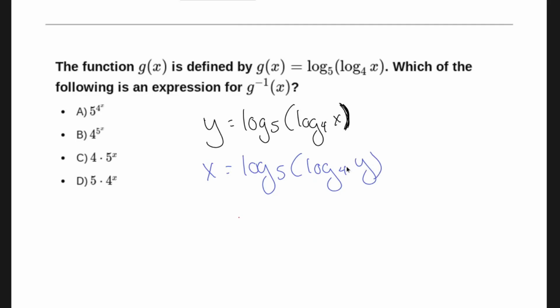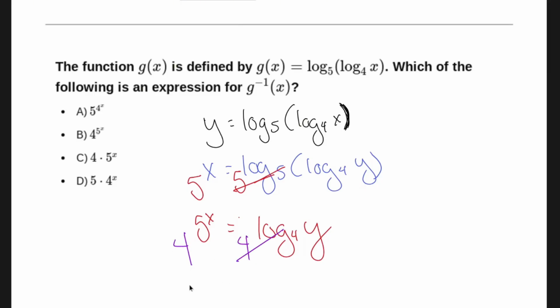And so my job is to unlock that y from inside a log base 4 and a log base 5. So let's get rid of the exteriors first. How do I get rid of a log base 5? Well, let's base 5 both sides, so that'll cross it out. So now I have 5 to the x equals log base 4 of y. How do I get rid of log base 4? Same idea. Base 4 both sides. So that crosses it out. Now I have 4 to the 5 to the x equals y.